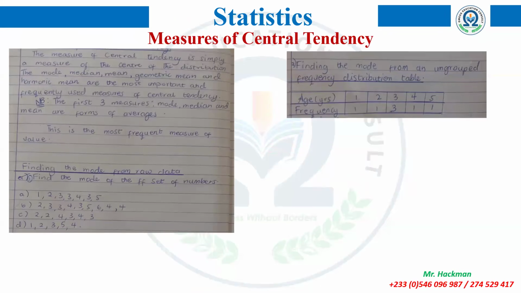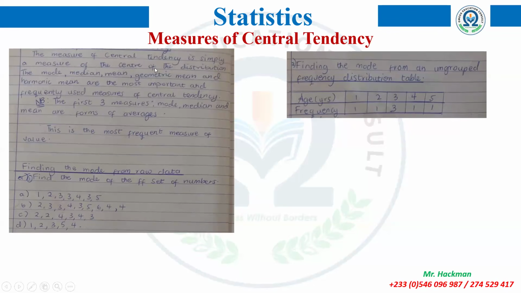So we are going to look at the various measures. And here we are going to talk more, and I'll be calling you one after the other. So please make sure you are very attentive. We'll be looking at our first set of measures, which will be the measures of central tendency. The measure of central tendency is simply a measure of the center of the distribution.